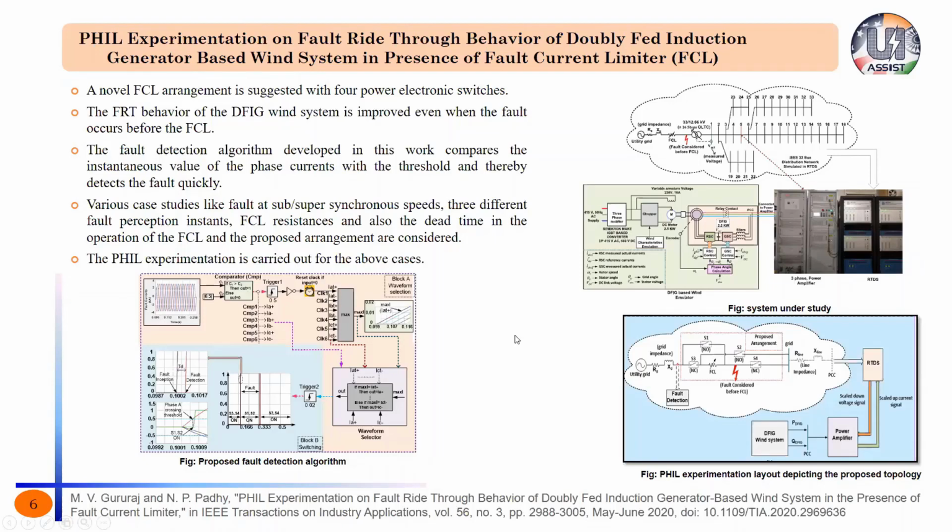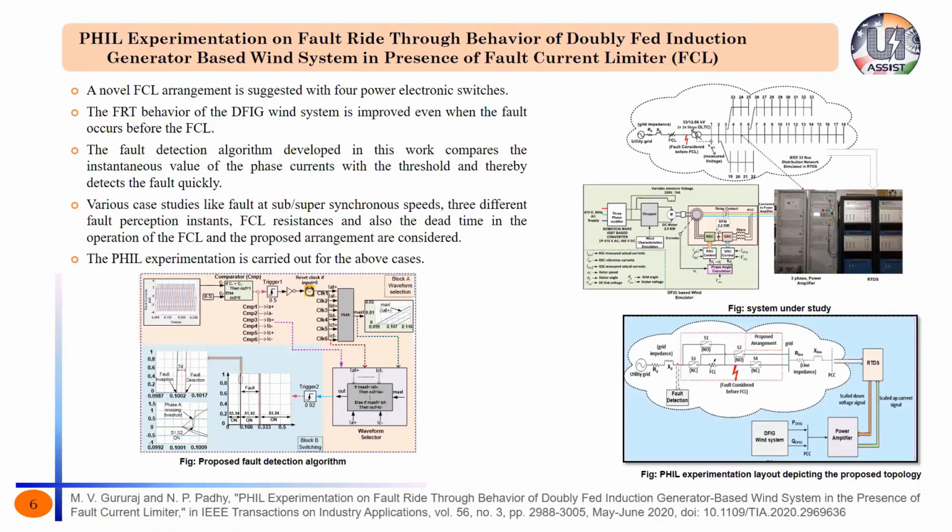Apart from that, this fault current limiter, which we have shown at the rightmost bottom of the slide, is basically a power electronic arrangement, which can maintain the fault ride-through performance of the DFIG system. So basically, the fault current limiting system that we have provided has two objectives to look at here.